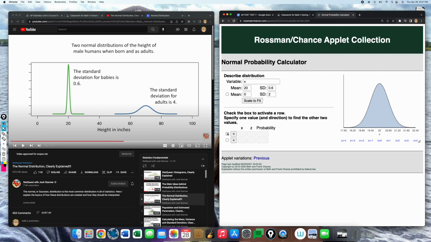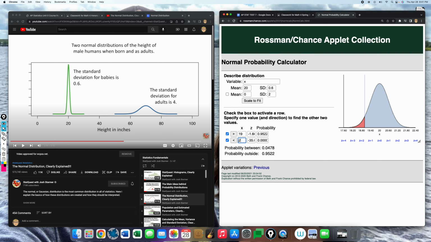So let's say that we wanted to find the area between, say, exactly 19 and exactly 21. He mentioned earlier in the video that babies are usually between 19 and 21 inches. So we would do two things, right? We would want to be less than x equals 19. And I want you to watch this curve when I hit tab. Now, actually, sorry, we don't want to be less than 19. We want to be greater than 19. So if it's going the wrong direction, you can click this to change the less than to greater than. So I want to be greater than 19 and at the same time less than 21.